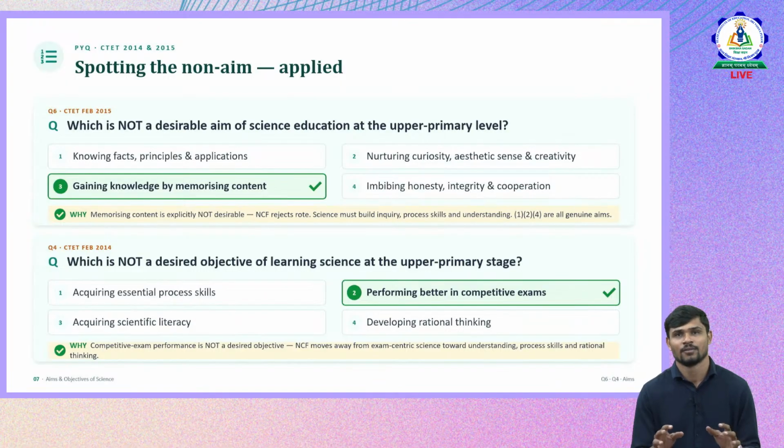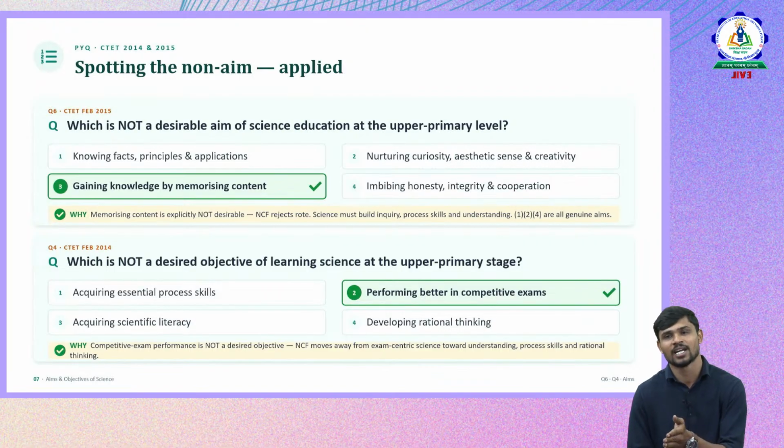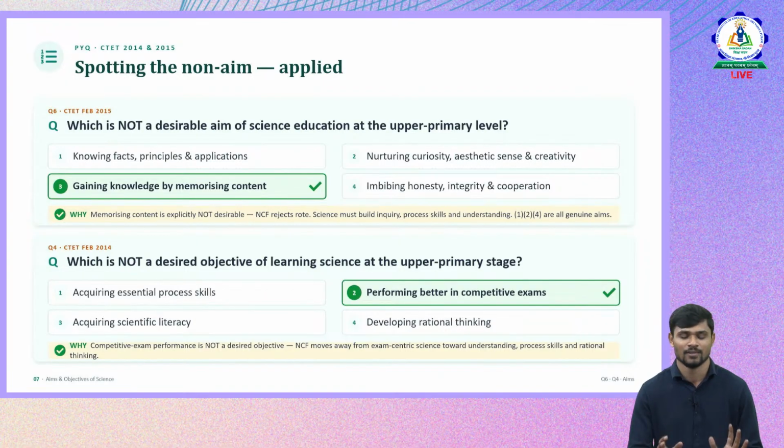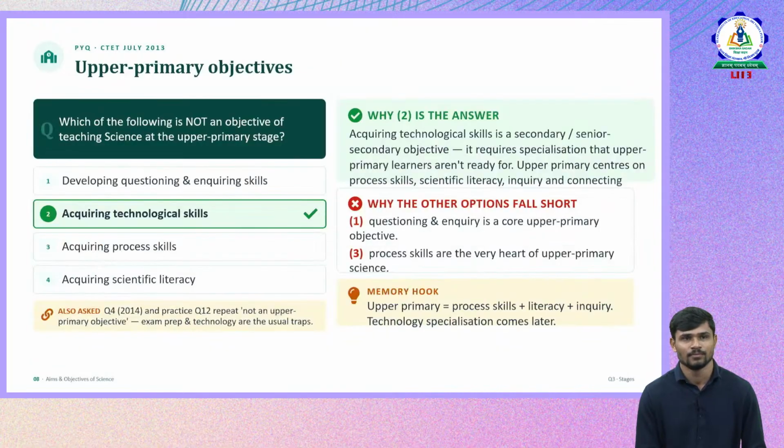So if you want to solve these kinds of questions, you should be very clear with the objectives, the science objectives in general, and also stage-specific objectives. Stage-specific, I mean upper primary level objectives, then the secondary level objectives, middle stage objectives, senior secondary objectives. We should be familiar with those objectives and aims, then we'll be able to solve these kinds of questions. So this is about upper primary level objectives.